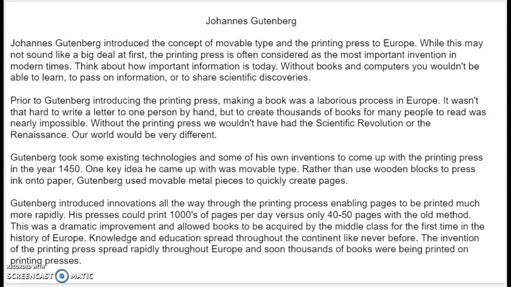Gutenberg took some existing technologies and some of his own inventions to come up with the printing press in the year of 1450. One key idea he came up with was movable type. Rather than using wooden blocks to press ink into paper, Gutenberg used movable metal pieces to quickly create pages. Gutenberg introduced innovations all the way through the printing process, enabling pages to be printed much more rapidly.